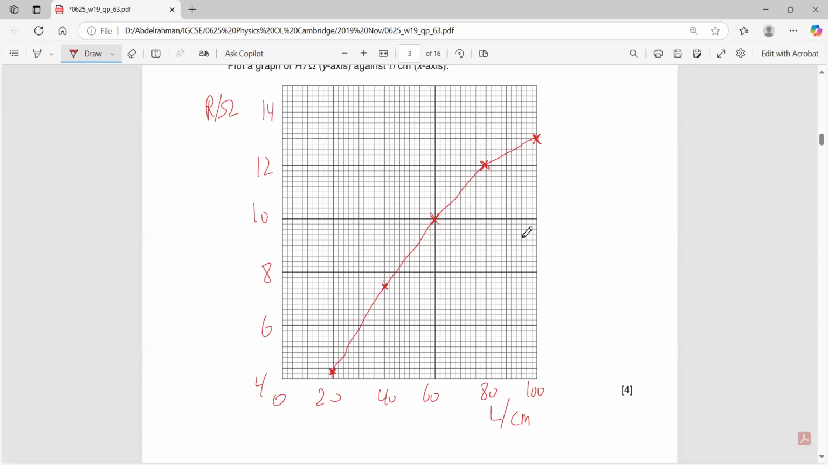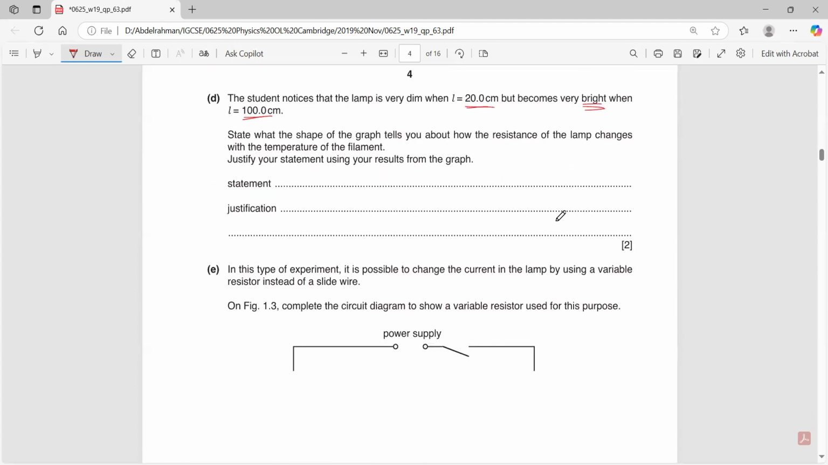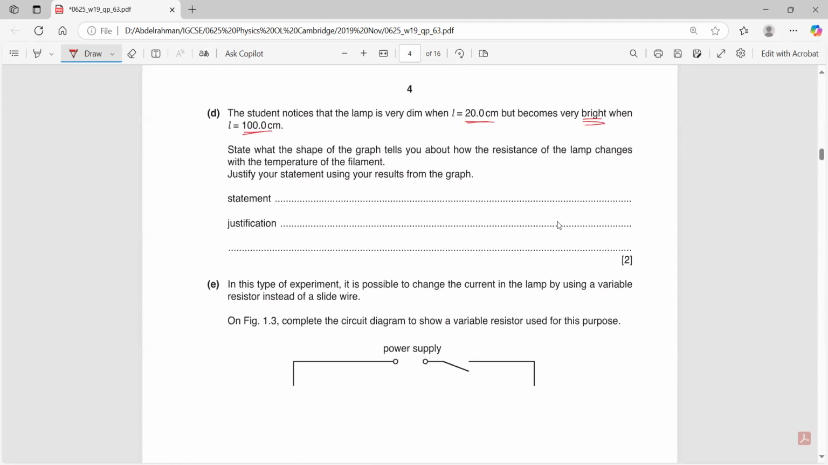So when you increase the temperature of the lamp, the resistance increases. So the statement here would be, as the temperature increases, the resistance of the lamp increases as well.